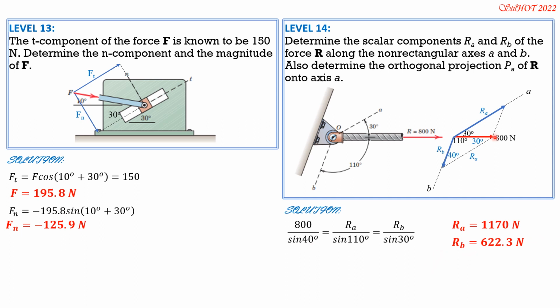Then for the orthogonal projection PA of R onto axis A, the component of R, 800, in the direction of A, first we draw from the tip perpendicular to the A axis. Then this component here is P sub A. What is that component in this right triangle? The hypotenuse is 800, the angle is 30, so PA is 800 cosine of 30, adjacent to 30 degrees. So P sub A is 692.8 newtons.